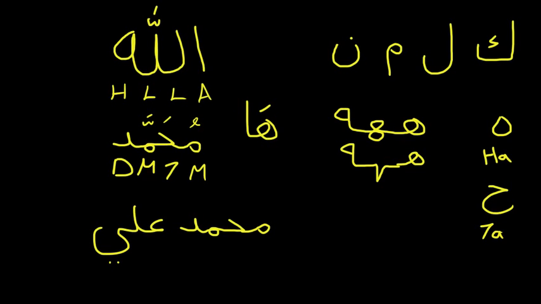Okay, so the next letter is another letter that doesn't connect. And this is the wow. It is a W sound or an U sound. So it's U or wa. It just depends on where it is in the word.